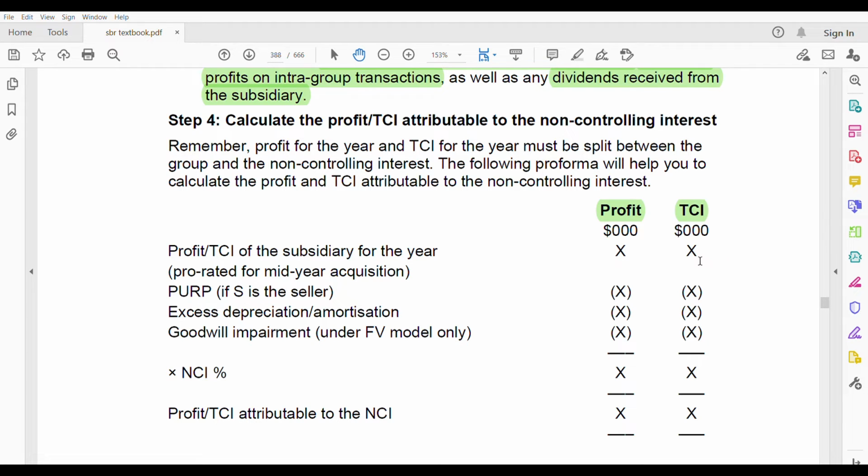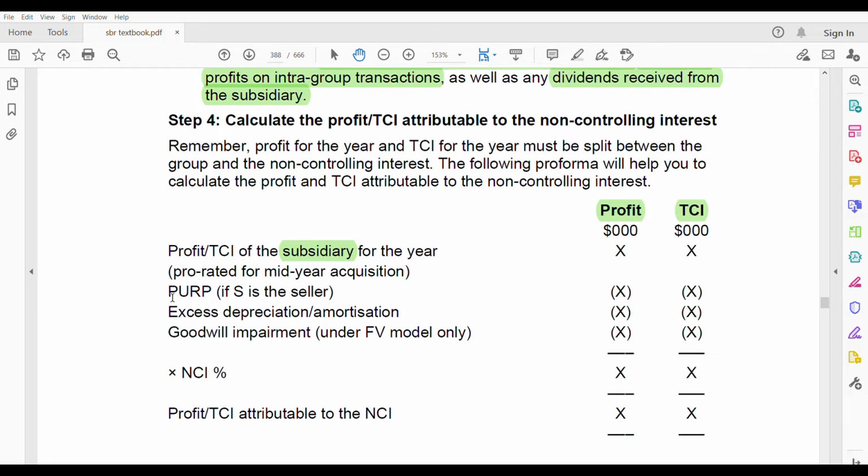Don't go and put only OCI. Most of the people make this mistake. They put OCI instead of TCI, of the subsidiary for the year. This is for the subsidiary. Then, if it is a mid-year acquisition, let's say for 6 months, then you have to prorate. For 6 months only you have to take the profit and the TCI. But if it's for a full year, then you can take the whole amount.